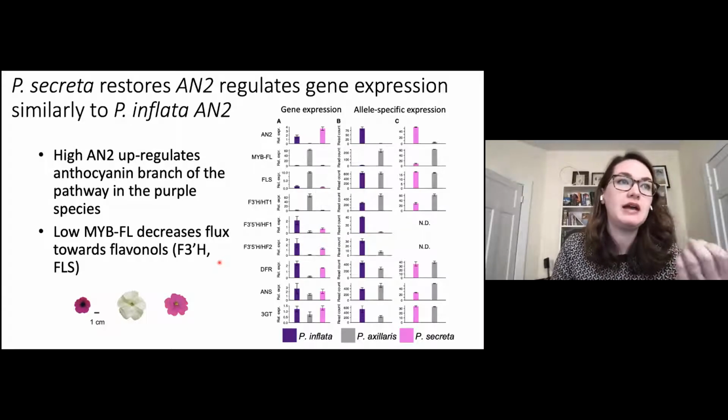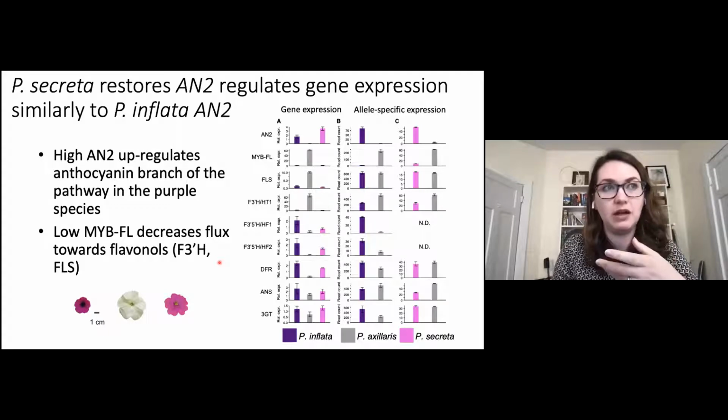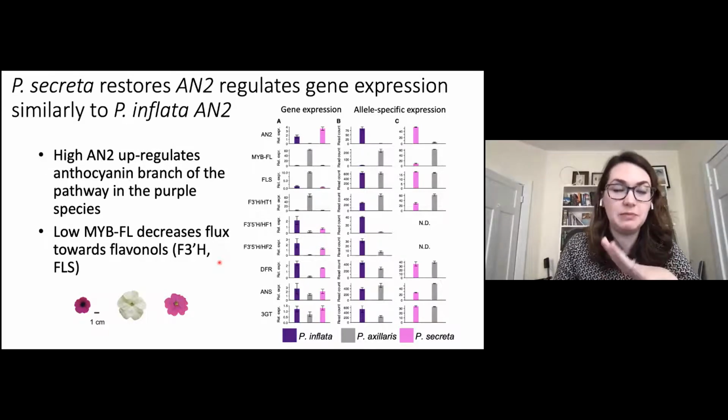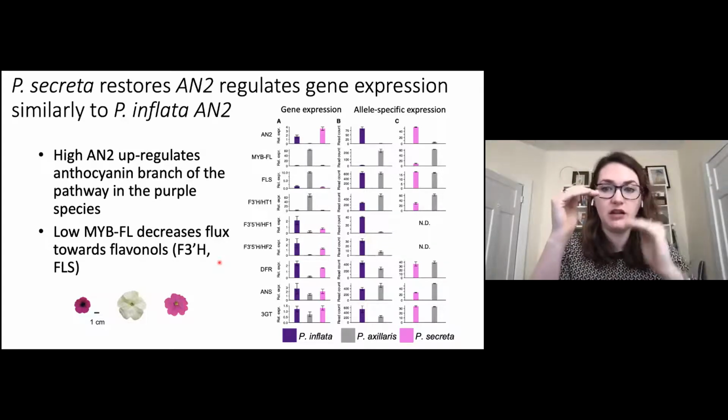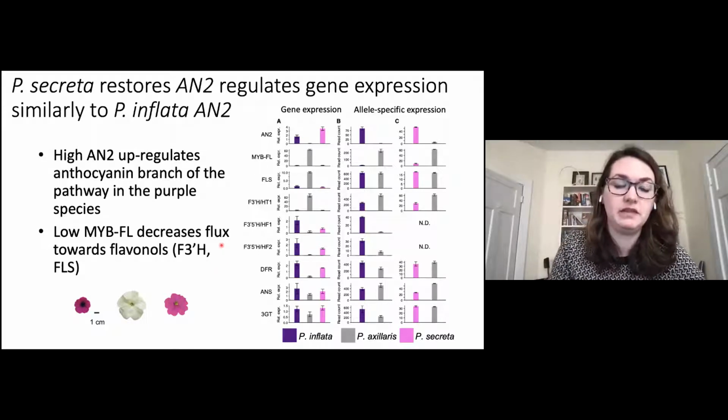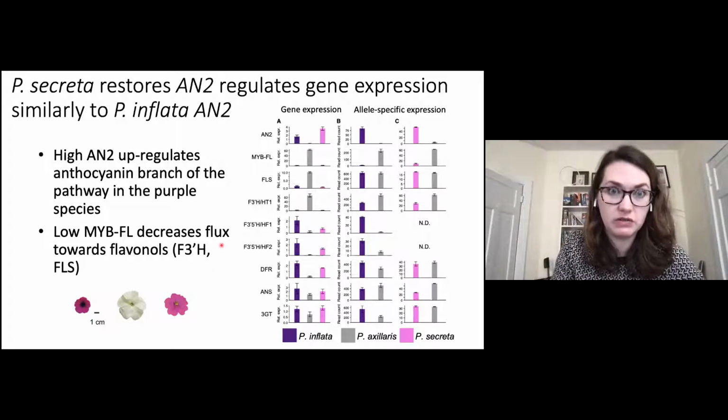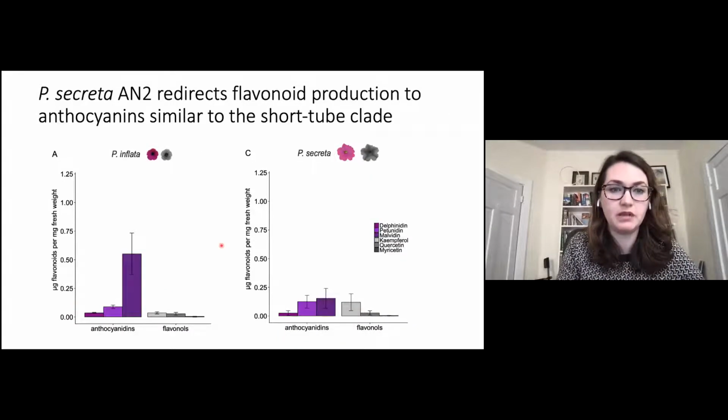So the point being, high AN2 expression upregulates the anthocyanin branch of the pathway in the purple species, in both of them. And subsequently, low MYB-FL expression, which does happen in Petunia secreta, decreases that flux towards flavanols. So we see high anthocyanins, low flavanols. So more or less a restoration of anthocyanin expression patterns.